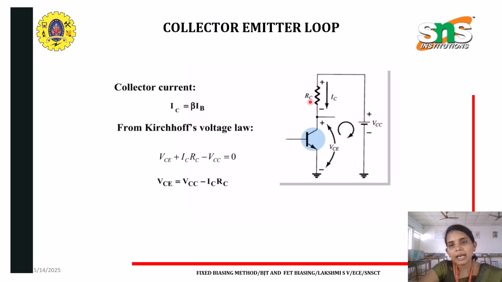Similarly, applying Kirchhoff's voltage law in the output part, I obtain the KVL equation as we can see: VCE plus IC RC, which is the potential drop across the resistor RC, minus VCC gives you 0. From this I can calculate the value of VCE.